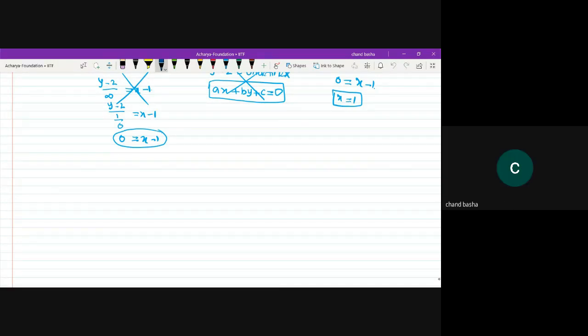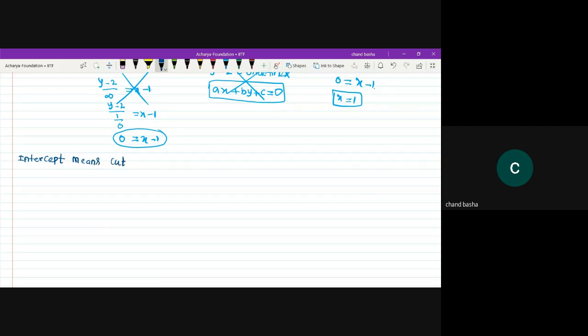Yes, sir. Before going to that, in straight line coordinate geometry, we use the word intercept. Intercept means cuts the coordinate axis, means cuts.